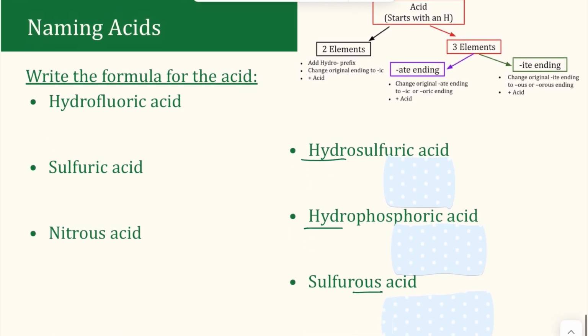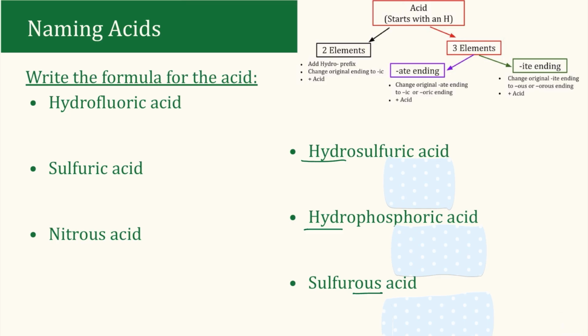All right, now let's try to write the formula if we are given the name. So hydrofluoric acid, we're kind of going opposite, trying to figure out what are some of the distinguishing characteristics. I see this hydro, which means that I'm going to have just two elements. One of those elements is going to start with that hydrogen. So because this is an acid, we have that H plus 1.